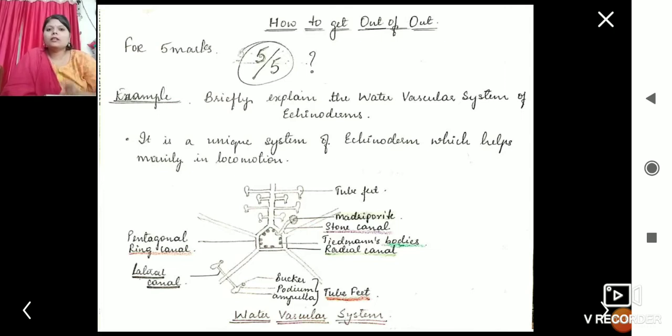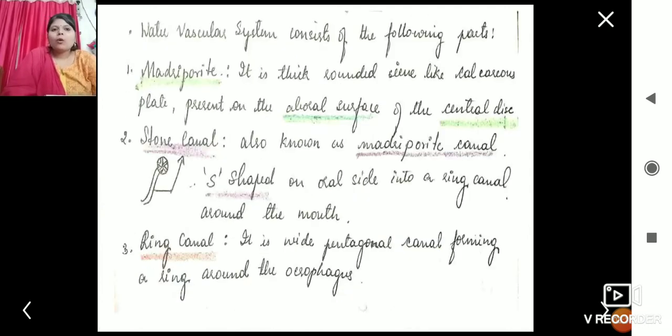Okay, so here is the picture of the water vascular system, which consists of tube feet, madreporite, stone canal, Tiedemann bodies, radial canal, lateral canal, and pentagonal ring canal. Okay, so let us go on with the points. The water vascular system consists of the following parts. One by one, I have started writing them.